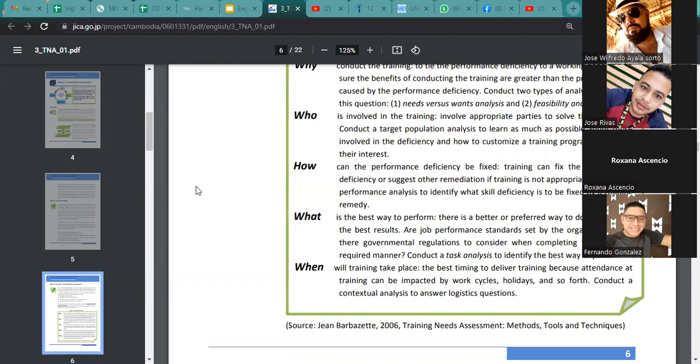Okay, what is the best way to perform? There is a better or preferred way to do a task to get the best results. Are the performance standards set by the organization? Are there governmental regulations to consider when completing the task in a required manner? Conduct a task analysis to identify the best way to perform. Good. What did you get from that?